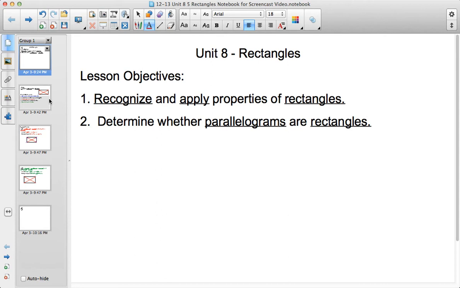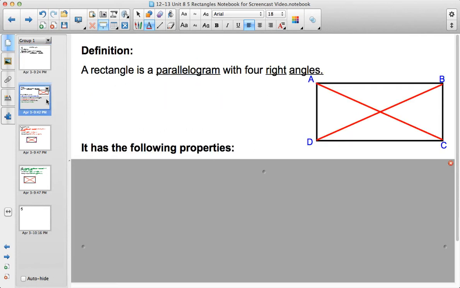Our lesson objectives are two. We want to recognize and apply the properties of rectangles, and then we want to determine whether certain parallelograms are actually rectangles. The definition, hopefully you remember this from earlier in the unit: a rectangle is a parallelogram with four right angles. So it's that type of specific parallelogram.